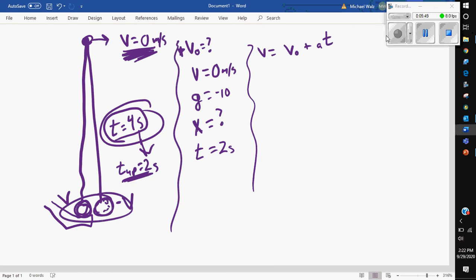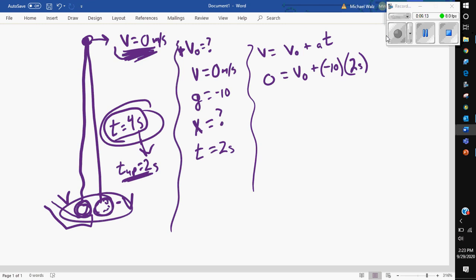Okay, so we know this V is 0 because it's at the top, and that equals the V sub naught is what we're looking for, and then it's a plus a negative 10 times 2 seconds. So if you screw anything up, it's going to be you putting in the full time instead of the half time.